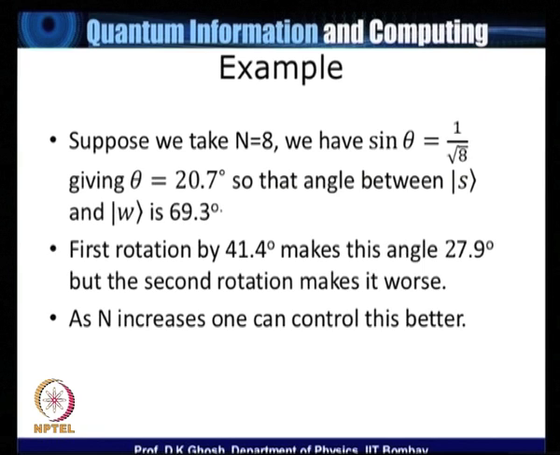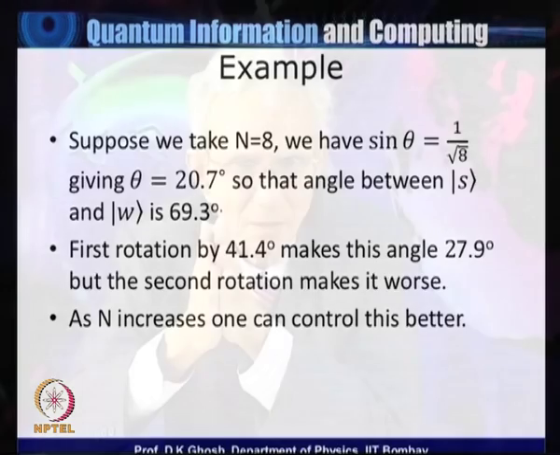So therefore the idea is I must know a priori how many rotations I want. If your n increases, then the step of every rotation is small, and then I can control it much better. And I can then use a much smaller number of rotations in order to get S closely aligned with the marked state.